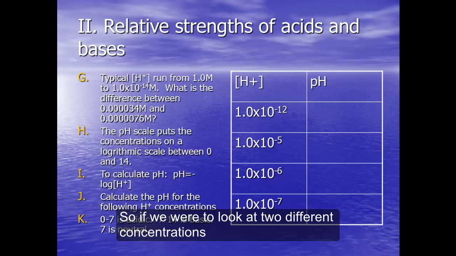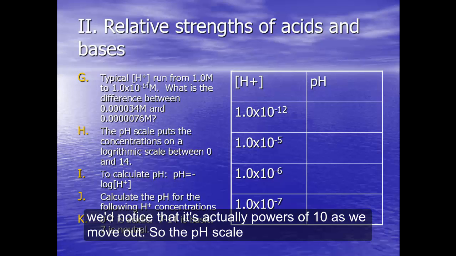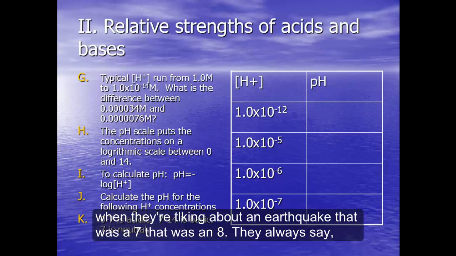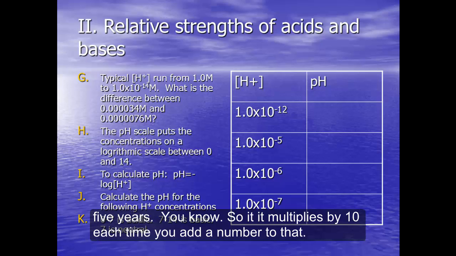So if we were to look at two different concentrations and ask what's the difference in those concentrations, we'd notice that it's actually powers of 10 as we move out. So the pH scale puts the concentration in a logarithmic scale between 0 and 14. This is something you may have seen before with your earthquake amounts. When they're talking about an earthquake, that was a 7, that was an 8. They'll always say, well, this one was an 8.4, which is 100 times stronger than the 6.4 that we had 5 years ago. So it multiplies by 10 each time you add a number to that.